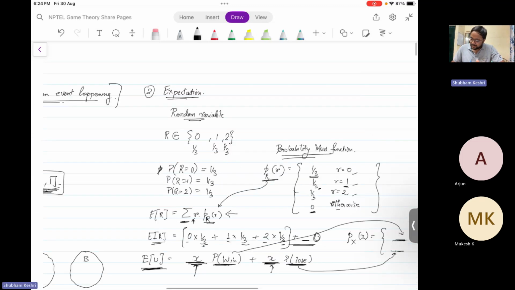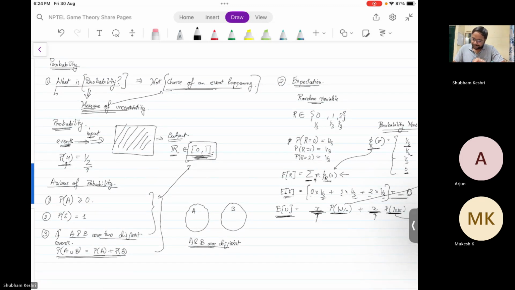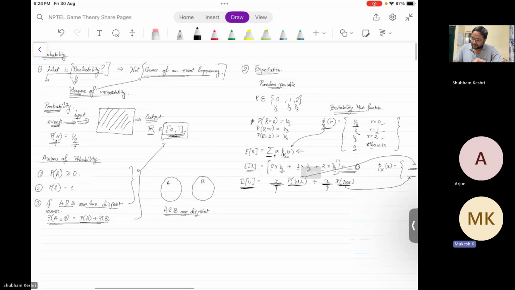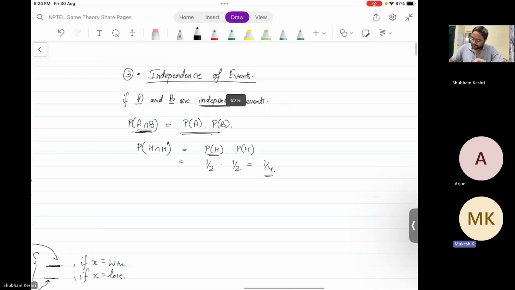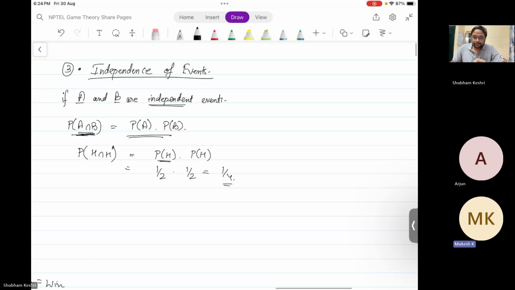Okay. So these are the few concepts. Any doubt over here? So is this H union H, or is it H intersection H, when you call it the independent event, half into half? It is intersection.